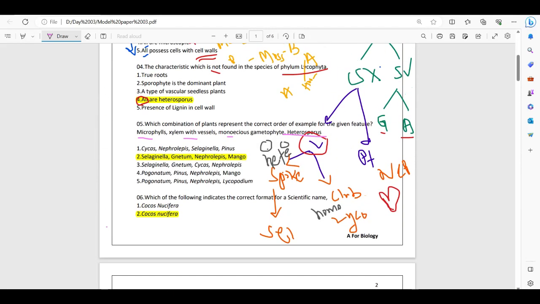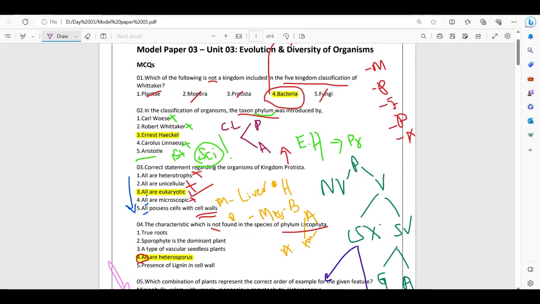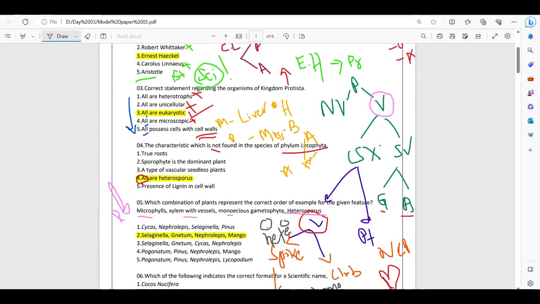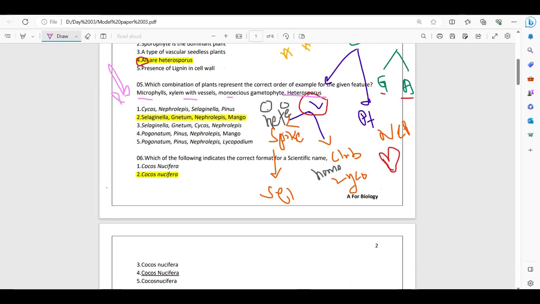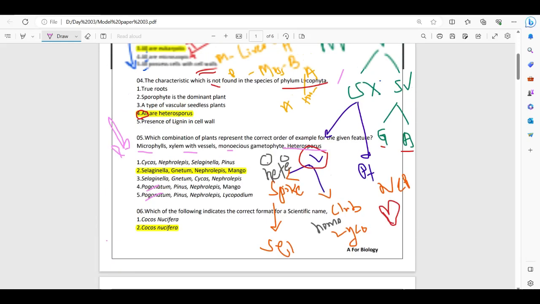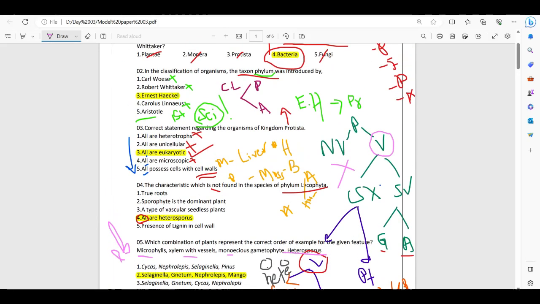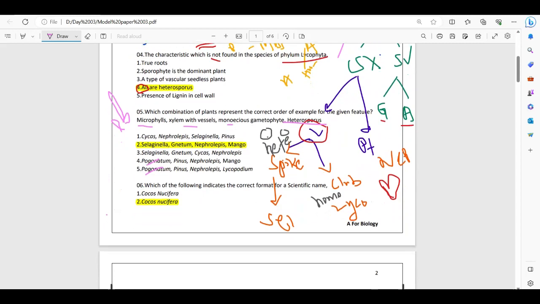So the first feature, microphylls. Microphylls or megaphylls means leaves, the evolution of leaves. That happened in vascular plants. So the first given answer cannot be a non-vascular plant. We can eliminate the fourth answer and the fifth answer, because Pogonatum is a bryophyte, which is a non-vascular plant. So they don't have this type of leaves, true leaves actually.